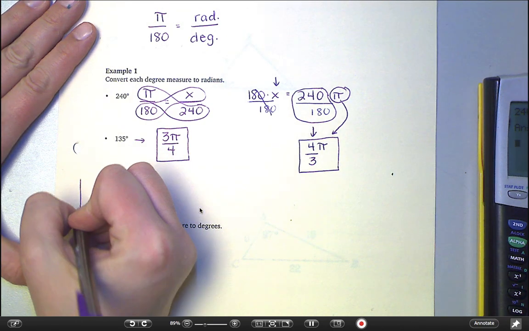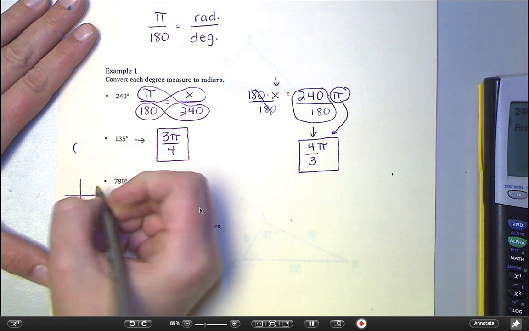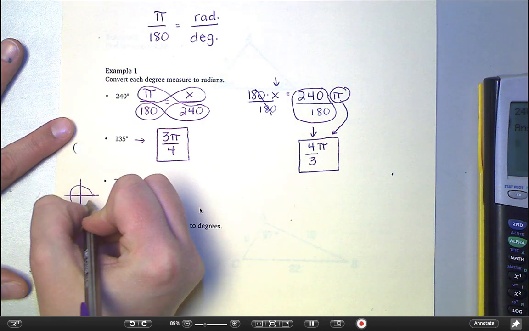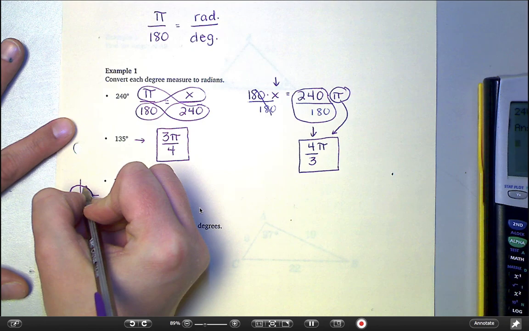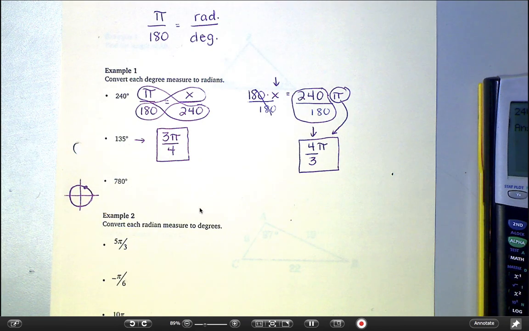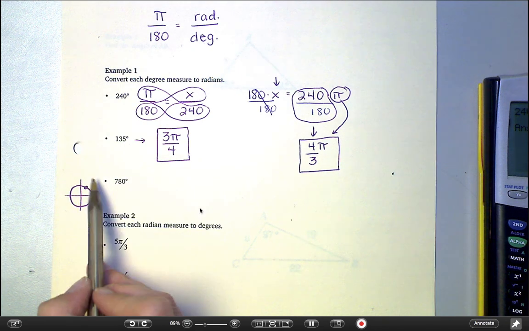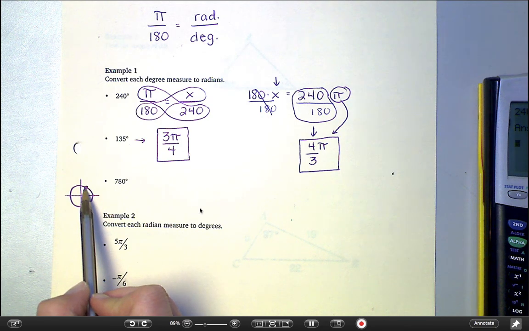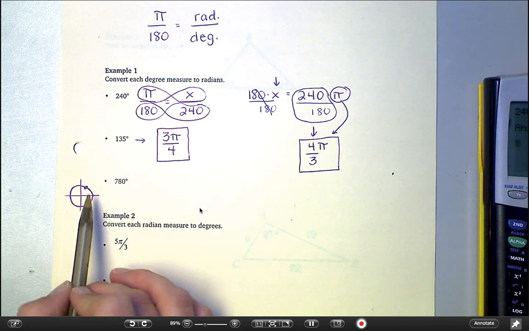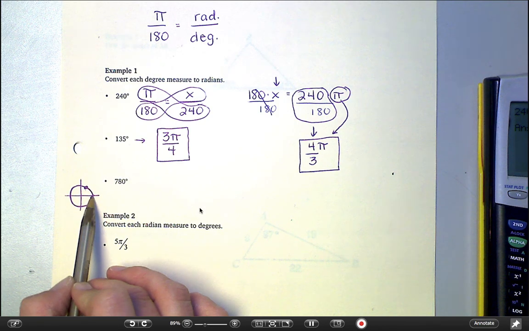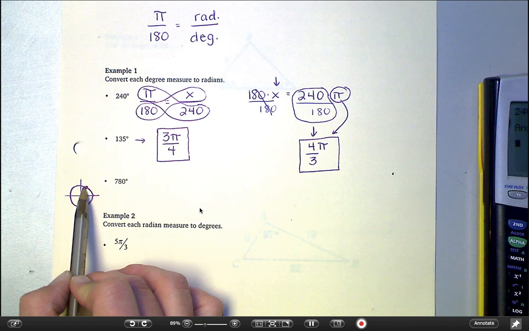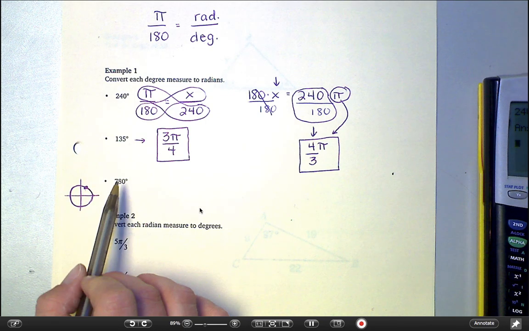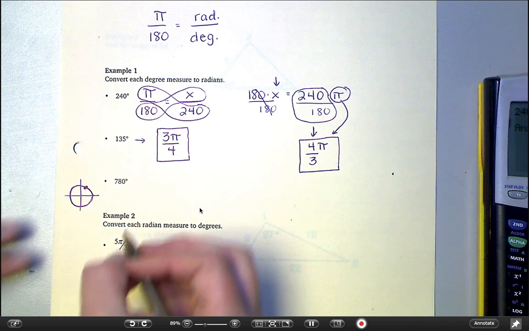So 780 degrees means that I'm going to spin around the circle once, twice, and then go another, I believe, 60 degrees and land right here. Okay? But I don't want to call that 60 degrees because I didn't turn 60 degrees to get there. Yes, it's in the same position as 60, but I want the radian equivalent of going around 2 full times and then another 60 degrees. Okay, so I'm going to stick with the 780. Don't do anything to the 780 to start.